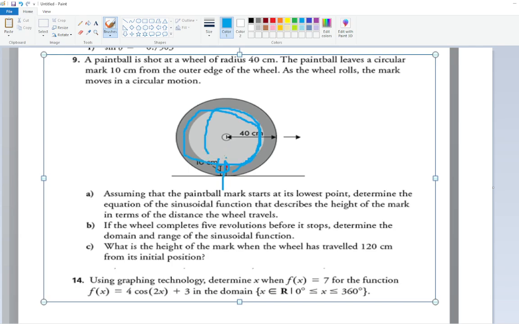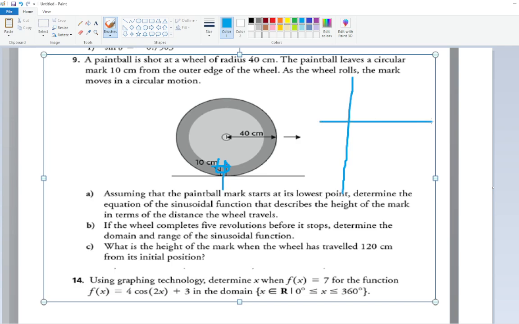Oh, the wheel rolls. I guess the wheel's rolling that way because if it's going this way, the outer edge is going to go that way, which is weird. Assuming the paintball mark starts at its lowest point, so it's down here, determine the equation of the sinusoidal function that describes the height of the mark.